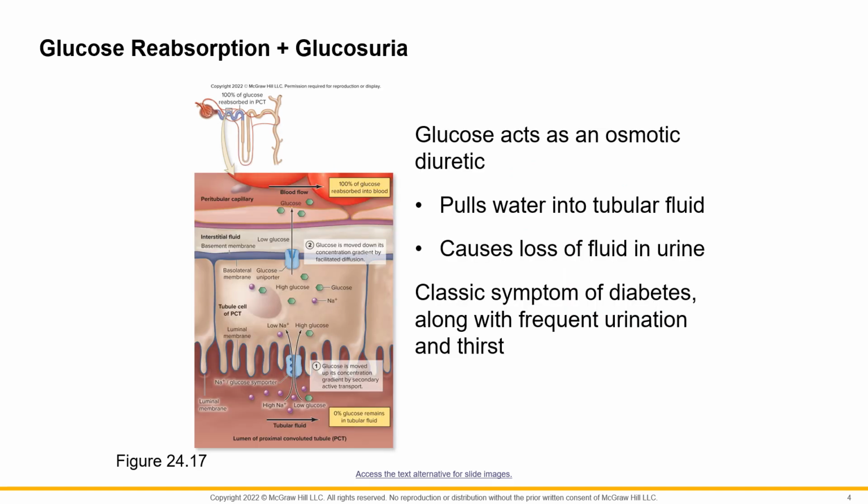Under normal circumstances, one of the things that is almost 100% reabsorbed into blood is a monosaccharide called glucose. Now here's what happens. This is the tubular fluid right here. If I change the color to black, let's orient ourselves here. So this is the lumen of a proximal convoluted tubule. So filtrate is passing through here in this direction.